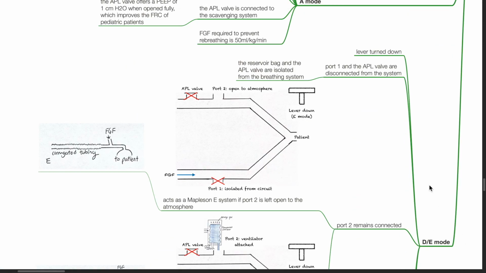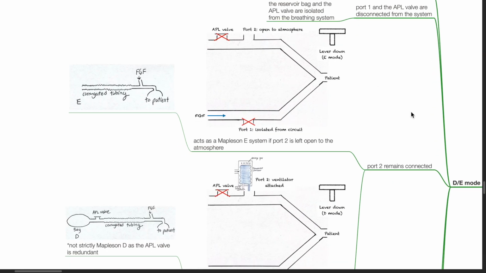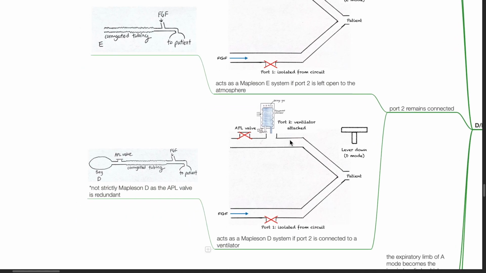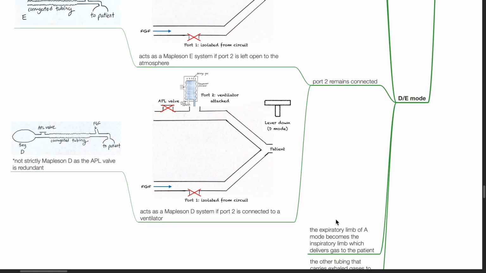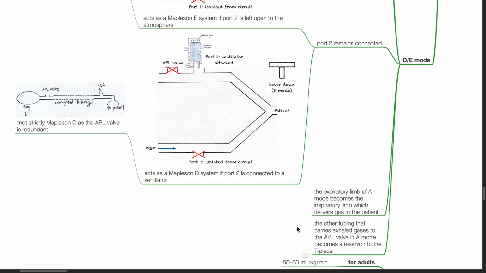DE mode: when the lever is turned down, port 1 and the APL valve are disconnected from the system. Port 2 remains connected. It acts as a Mapleson E system if port 2 is left open to the atmosphere. It acts as a Mapleson D system if port 2 is connected to a ventilator. However, this is not strictly a Mapleson D system as the APL valve is redundant. The expiratory limb of the A mode becomes the inspiratory limb, which delivers gas to the patient. The other tubing that carries exhaled gases to the APL valve in A mode becomes a reservoir to the T-piece.